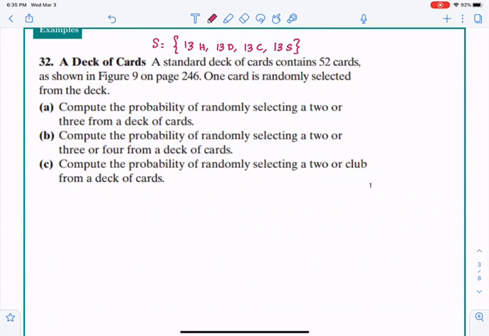So each of those 13: 1 through 10, and we have king, queen, and jack. And A is what we call the ace also. I'm explaining this just in case you've never played cards before. So we're going to pick one card at random from the deck, and we want to know the probability of randomly selecting a 2 or 3 from a deck of cards.